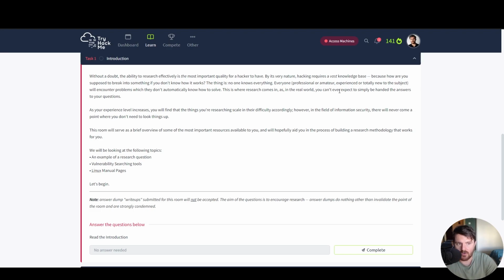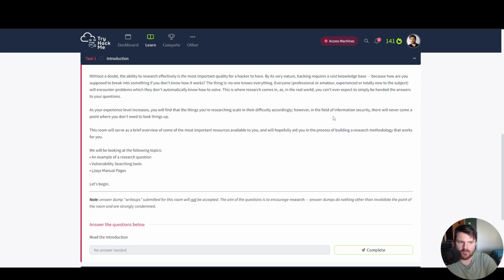Everyone, professional or amateur, experienced or totally new to the subject, will encounter problems which they don't automatically know how to solve. This is where research comes in, as in the real world you can't ever expect to simply be handed the answer to your questions. As your experience level increases, you will find that the things you're researching scale in their difficulty accordingly.